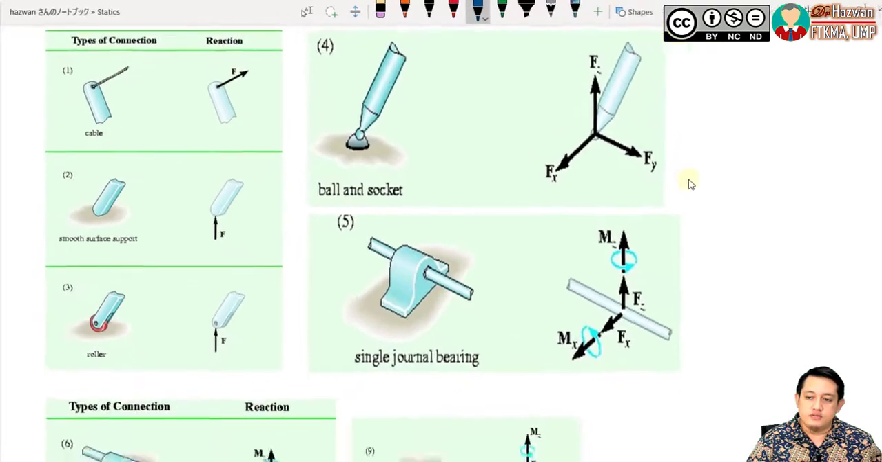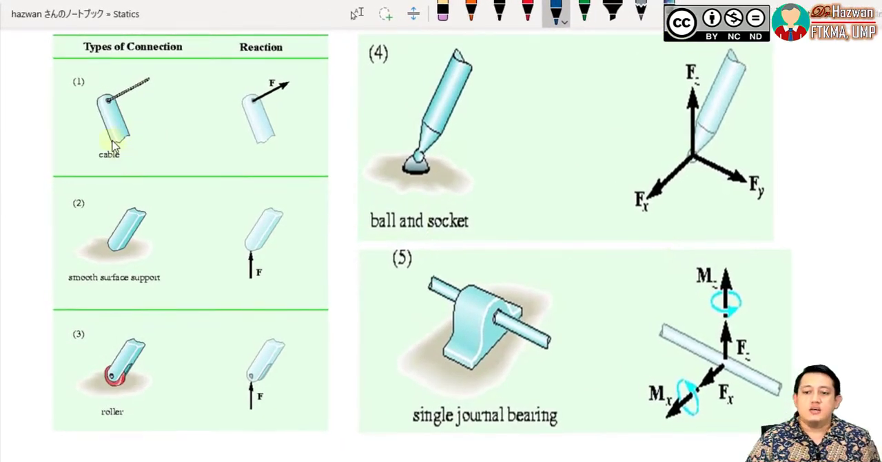Let's try to look at another support. Let's look at this one. The cable, I already mentioned. We will have a reaction force in this direction, along this cable. A cable can only be in one specific direction, outwards. This cable cannot point inwards like this. A cable must be pointing outwards.